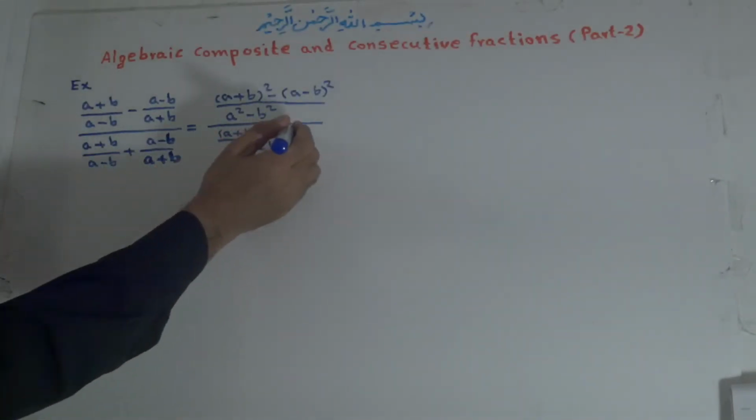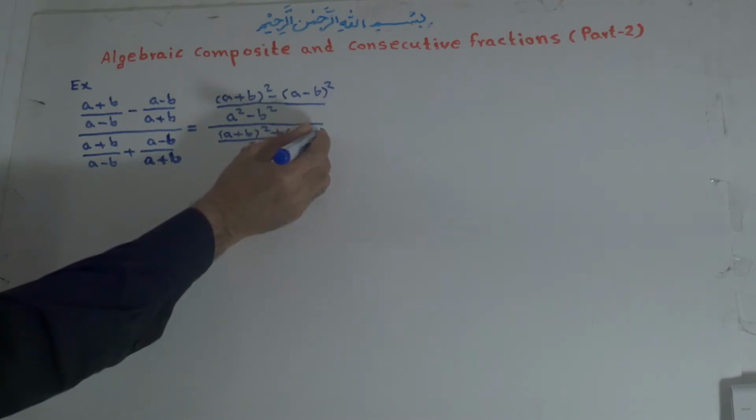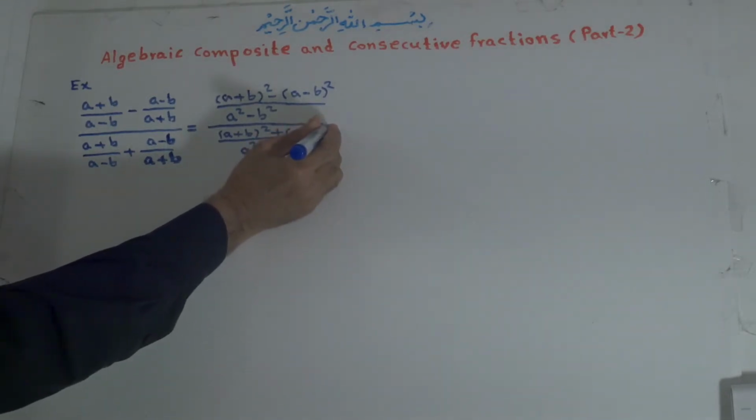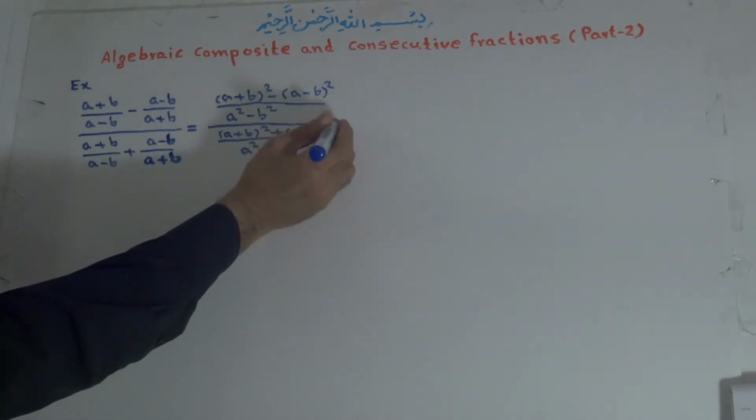A minus b times a minus b is equal to a minus b to the power of 2, or a minus b squared.